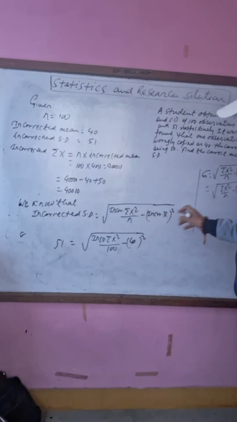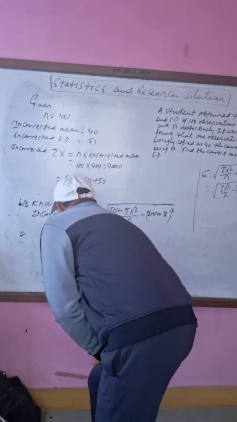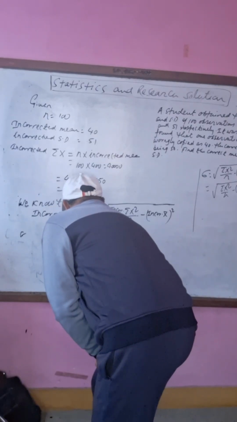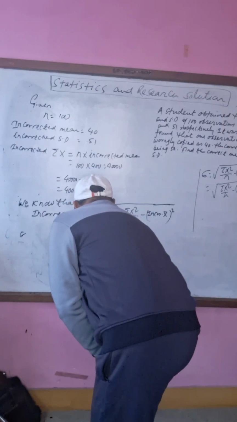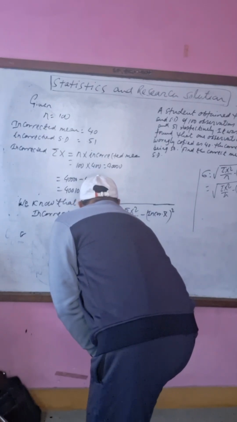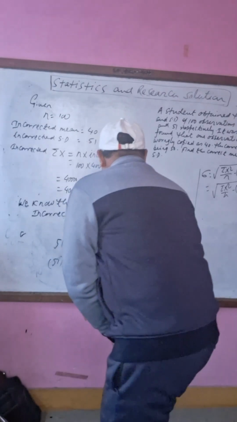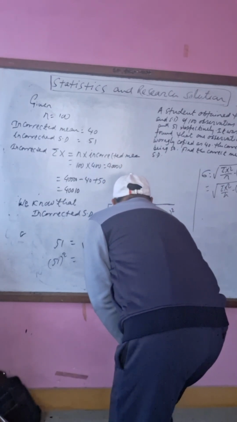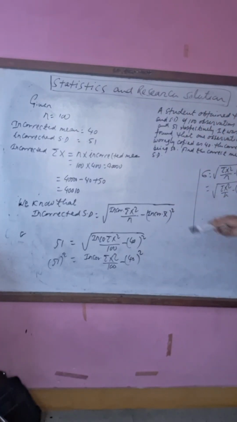You make a square on both sides. After squaring both sides, 51 square is equal to, omitting the square root, incorrect summation x square upon 100 minus 40 whole square. Now you simplify. After simplification, what do you get?